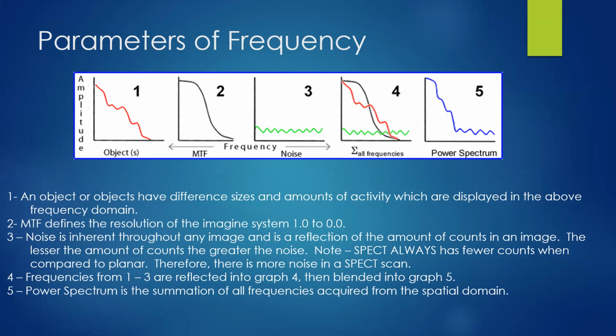Then in the parameters of frequency, we like to look at the object that we're actually visualizing. Here is the MTF going down here, theoretically. This is the actual object. Here we have, I should say, the MTF curve of where our imaging system might be able to see, but here's what's actually being displayed in the object. Notice it's also bumpy. It has bumps up and down. And again, the reason for that is the statistical distribution of counts being emanated from the patient. So image one is the object and its size and the amount of activity which is being displayed. Image two is with the MTF. This is what our imaging system should be able to see.